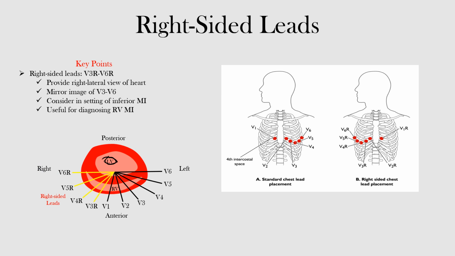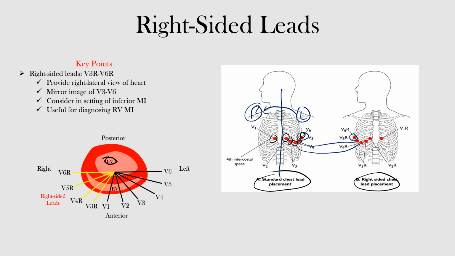If you look on our chest, we have V1, V2, V3, V4, V5, V6. This is the standard lead placement. And then we're looking at the right-sided placement. Here's where V6 is, and we're putting it directly opposite. Here's V5, and V5R will be opposite. Then V4. Notice how we're going from the left side and putting things on the right side. So it's a mirror image. Even V1, and V1R will be on the left side.